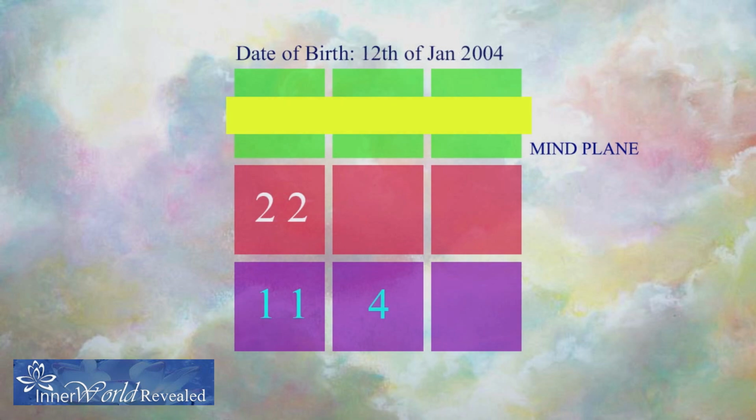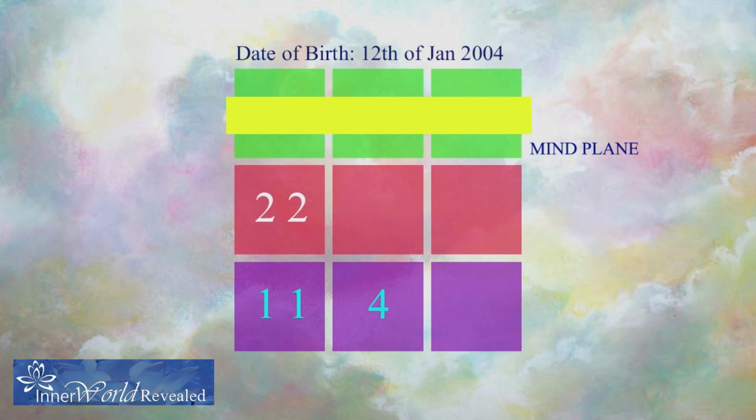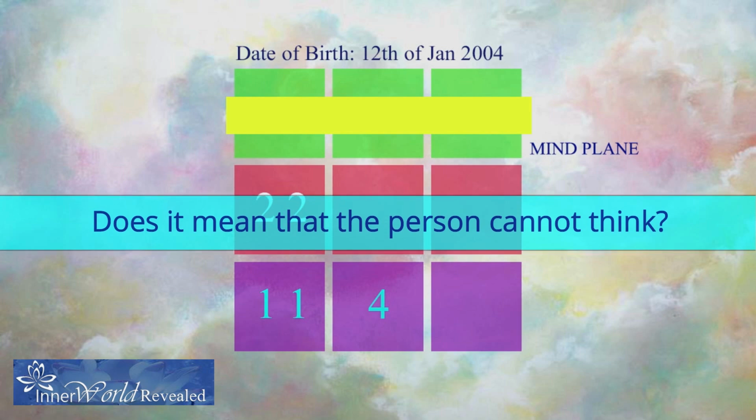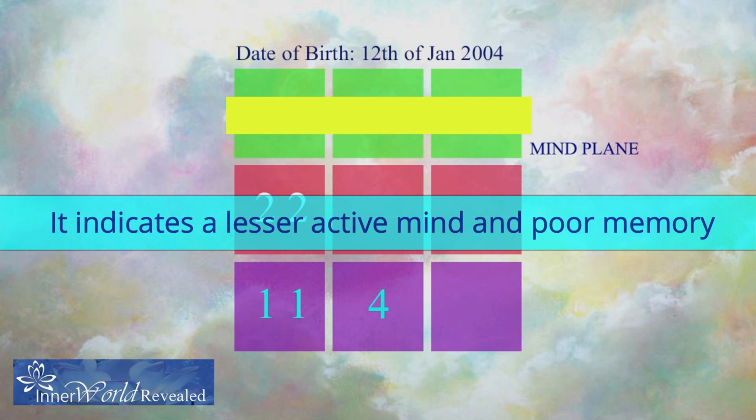Now let us come to just the reverse of this pattern. Say if all the 3 squares do not have any numbers. Now all of us who are born in the 20th century will not have this pattern because there will be at least one 9 present, as the century number naturally has it. People born in the 21st century are more likely to have this pattern, that is, the absence of any numbers in the mind plane. And now you could be jumping to the conclusion that if all the numbers present means intense mental activity, then this should mean no mental activity, or maybe the person cannot think. Well, it definitely does not mean that, but it can be indicative of a less active mind and poor memory.